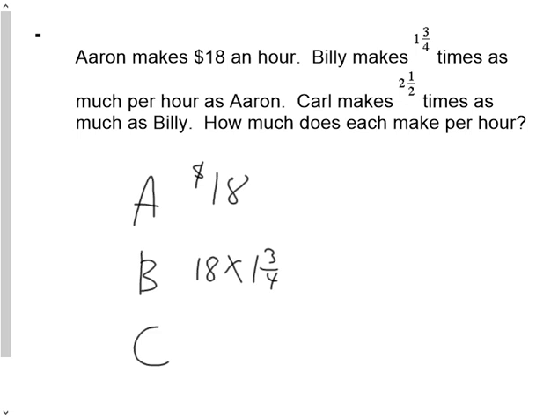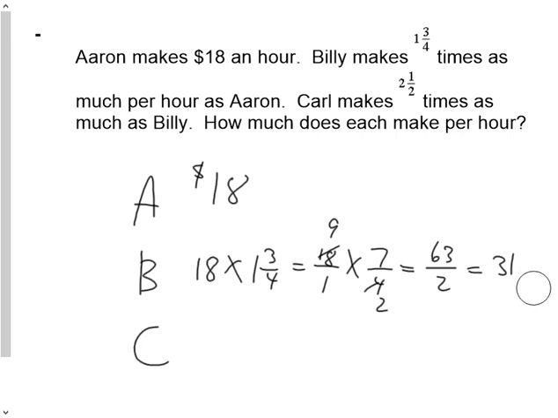So $18 times 1 3/4 will be 18 as a whole number over 1, multiplied by 1 3/4 as a mixed fraction. If I cross reduce here, I get 9 over 2, which will give me 63 over 2, which is 31.5. Now, 31.5 or 31 and a half is not money. You don't say 31 and a half dollars. You would say, therefore, he makes $31.50 because half a dollar is 50 cents.